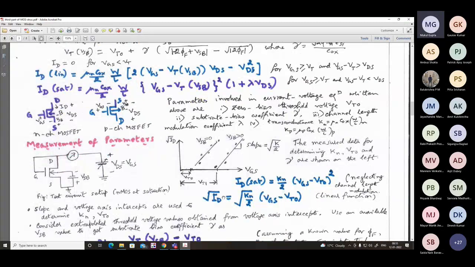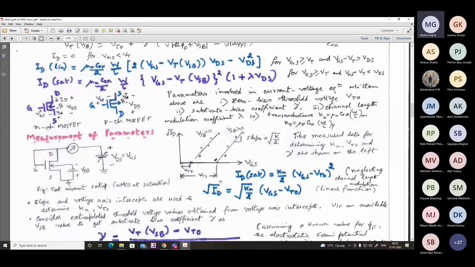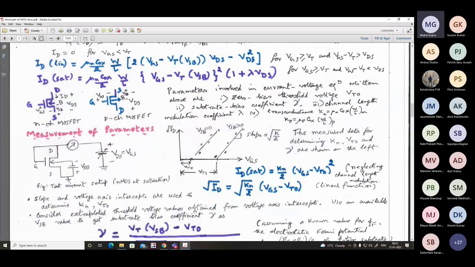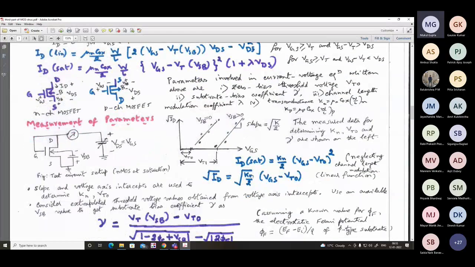Suppose I know the value of the electrostatic Fermi potential of the p-type semiconductor. Suppose it is, say, 0.25 volt or 0.35 volt. Actually it is negative, minus phi F. So suppose we know the technology value, say it is given as minus 0.25 volt, minus 0.2 volt or minus 0.3 volt. Then I know that value, and VSB is within my hand. As the experimenter, we are doing the experiment. This we can control. Other values, some technology parameters, should be given.